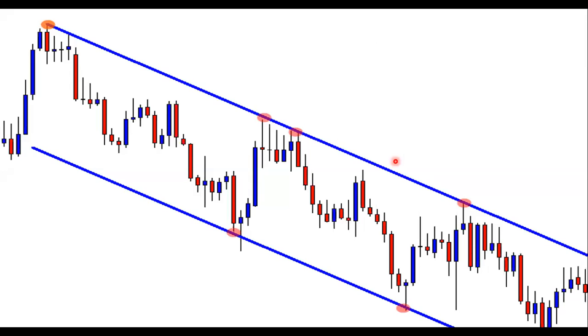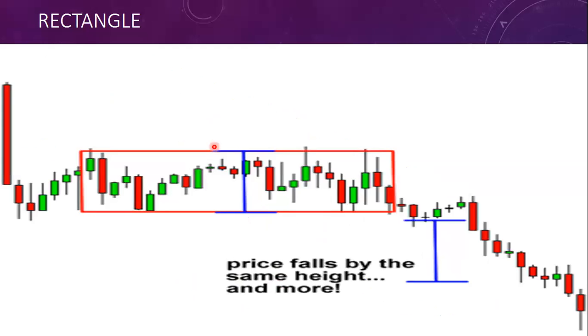Okay, guys, we're going back. So here we are on the pricing channel, down pricing channel. We already explained everything about the pricing channel, and we go after that, we will find the rectangle. The rectangle here, just a minute.